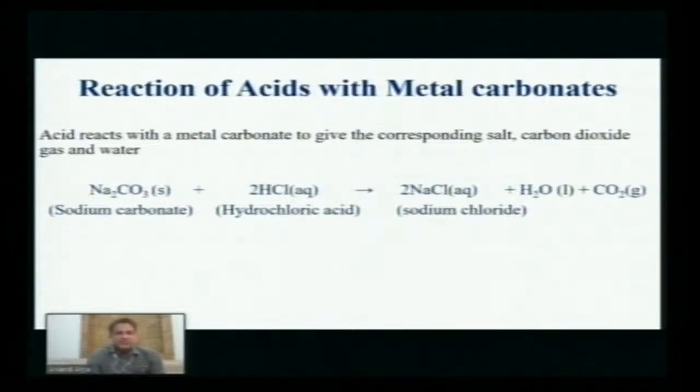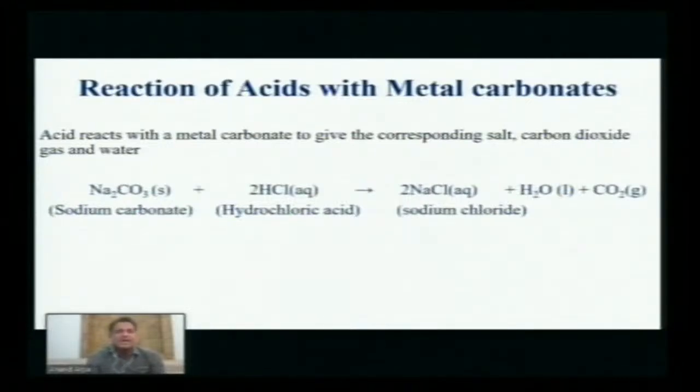So it will be interesting. The next interesting reaction is the reaction of acids with metal carbonates. What are metal carbonates? Metal carbonates contain CO3 2-, which is the carbonate. So the metal carbonates also react with acids, and they give rise to the corresponding salts, and they release carbon dioxide and water into the reaction mixture.